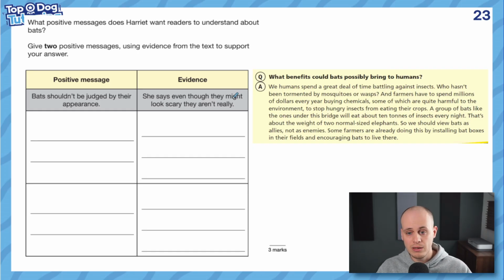And then we'll think about some positive messages that come out of this, and we can think about what the evidence was for that as well. So here we go. The question was to Harriet, what benefits could bats possibly bring to humans?